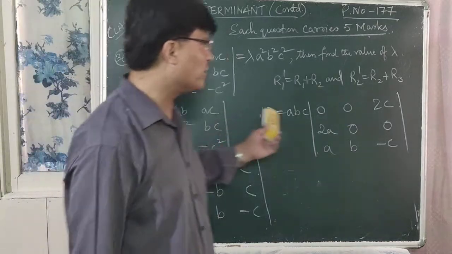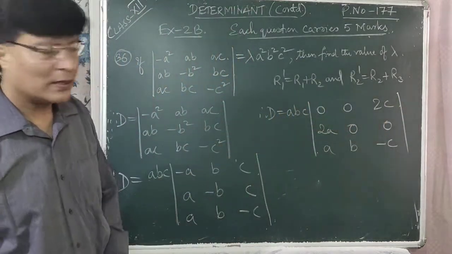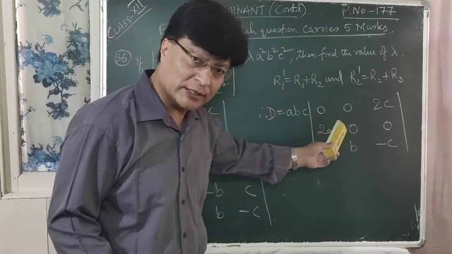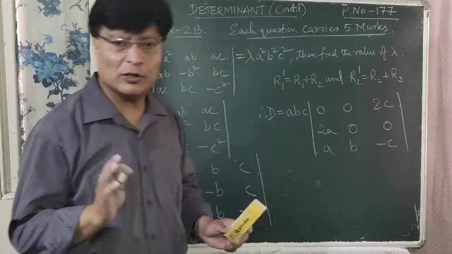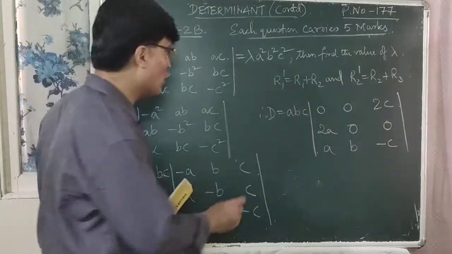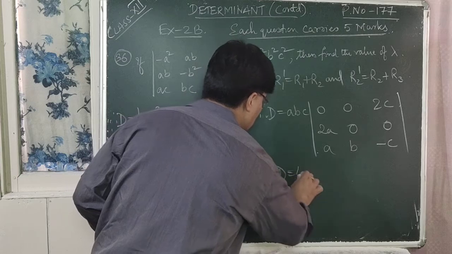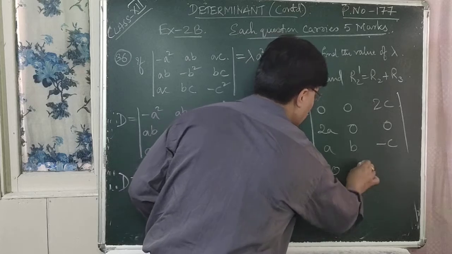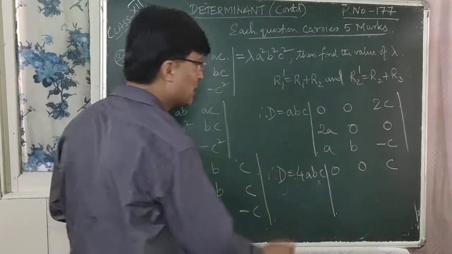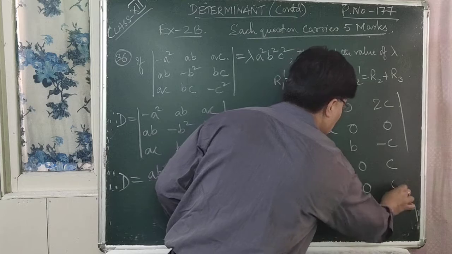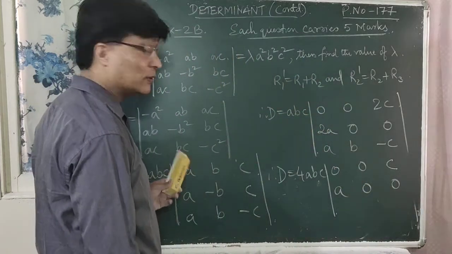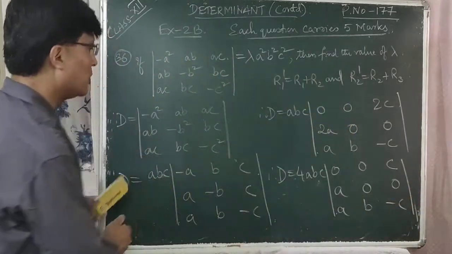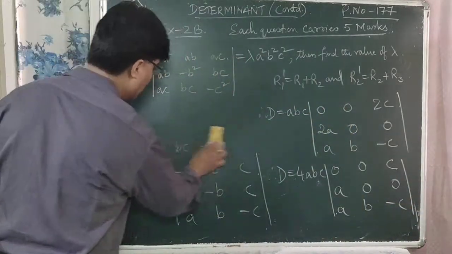So what will we do in the next step? In the next step, from the first row, 2 is taken common, and from the second row, 2 is also taken common. So it is 2 squared, that is 4. That is D is equal to 4abc. Now what is the first row? 0, 0, c. What is the second row? a, 0, 0. What is the third row? The third row remains the same: a, b, minus c. Now, what will you do now?